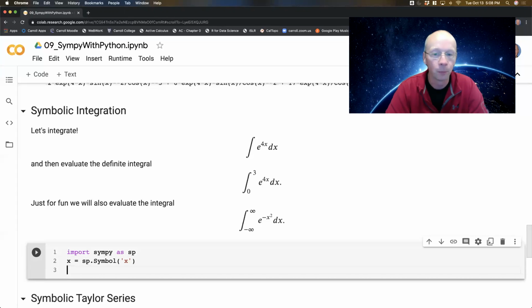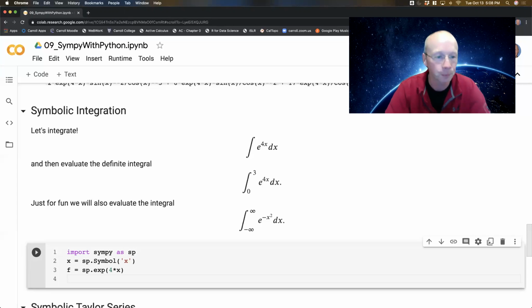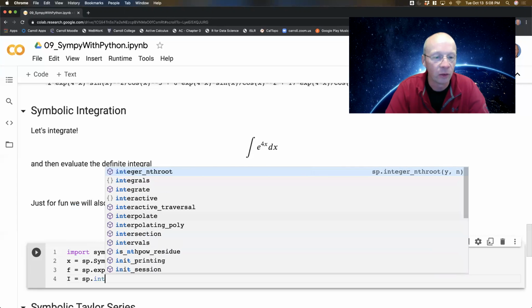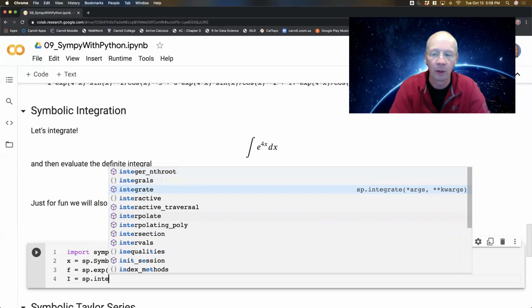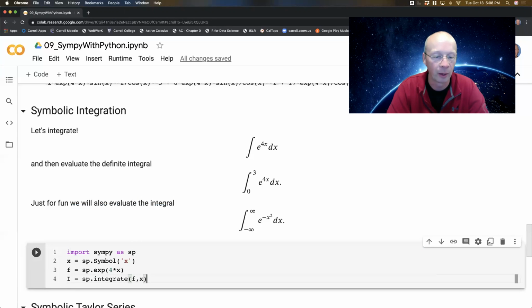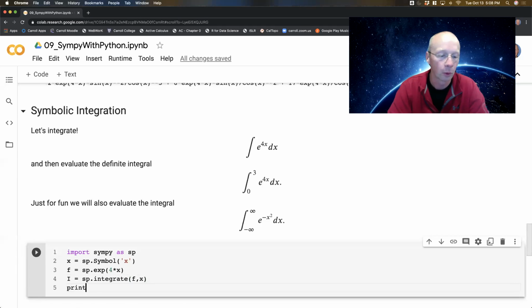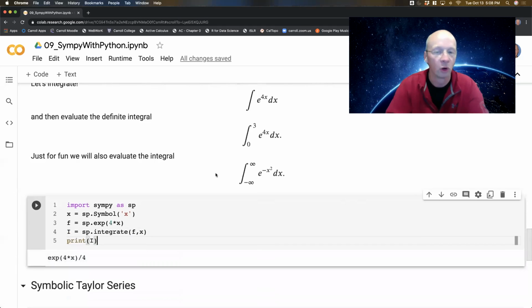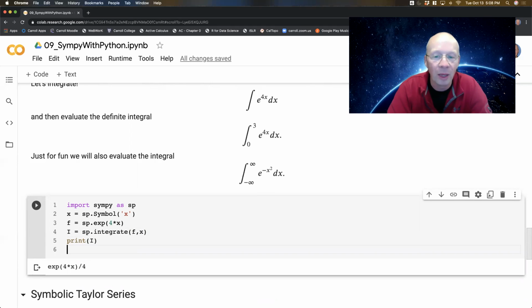I'm gonna start with a symbol, and I'm gonna define my function sp.exp of 4 times x. Okay, so that's my function. The integral that I'm gonna get, I'll just call it I just for kicks, is sp dot, and if I just start typing, look at that, integrate is right there. I'm gonna send in the function, I'm gonna tell it with respect to x, and see what happens. And sure enough, the integral of e to the 4x is e to the 4x, all divided by 4, so it works.